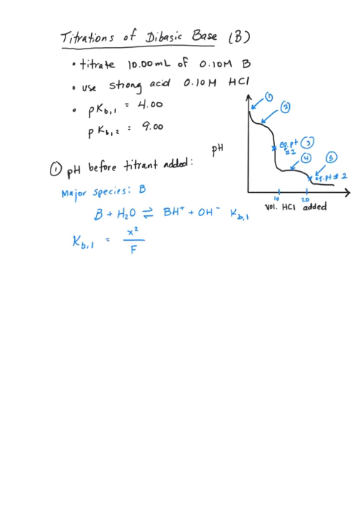Kb1 has a value of 1 times 10 to the negative 4, and the formal concentration of our base is 0.1 molar. So our concentration of hydroxide ions at equilibrium approximates to 3.16 times 10 to the minus 3.